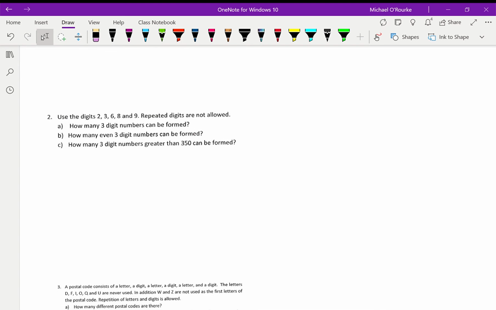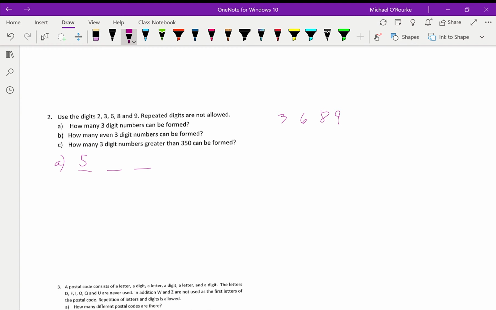Next is, so use digits 2, 3, 6, 8, and 9. How many three-digit numbers can it make? So here's my three digits. How many options do I have to go in the first part? I have five since there's five numbers.